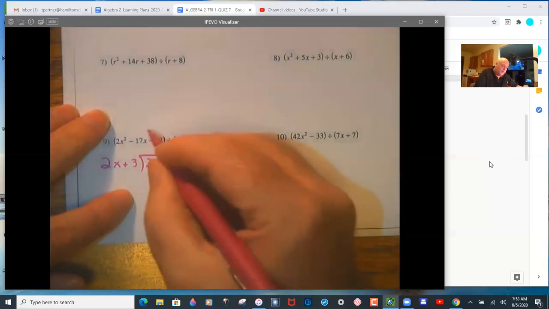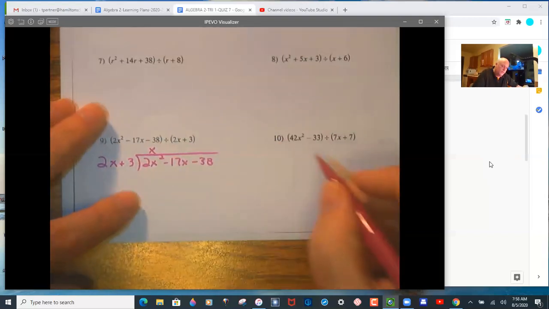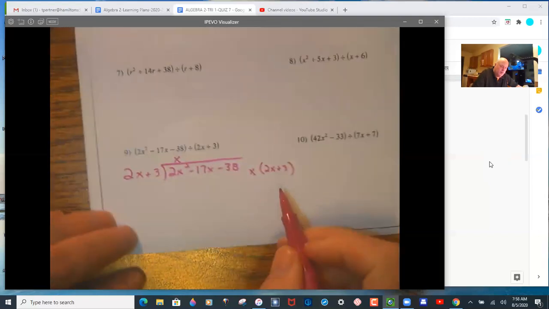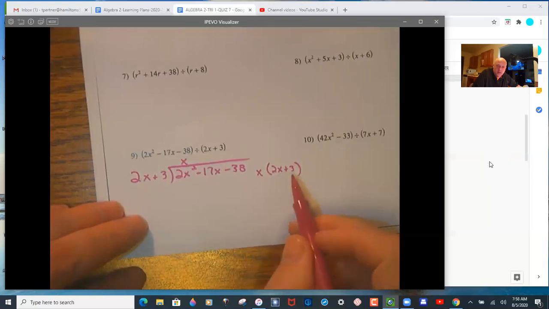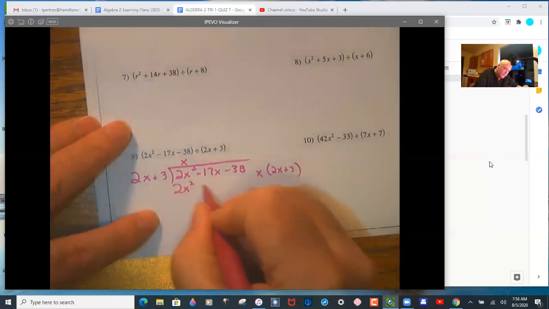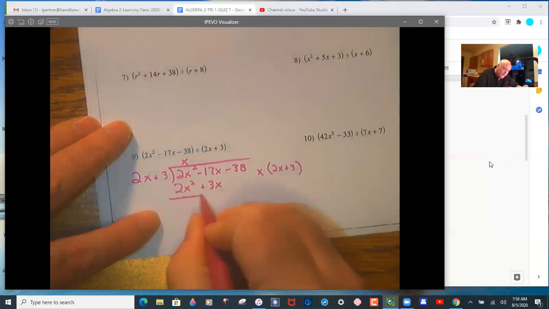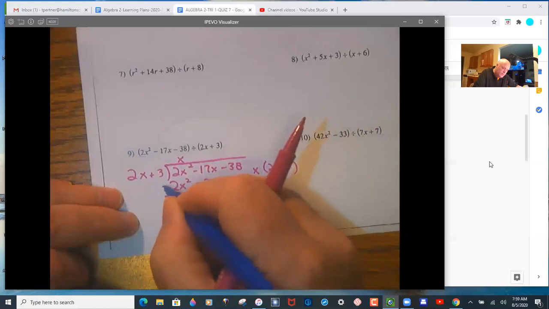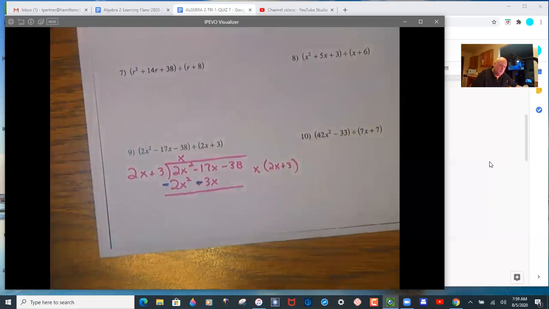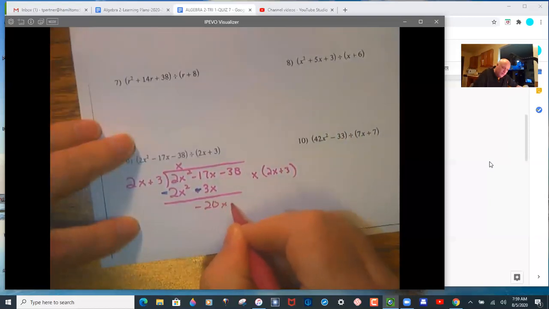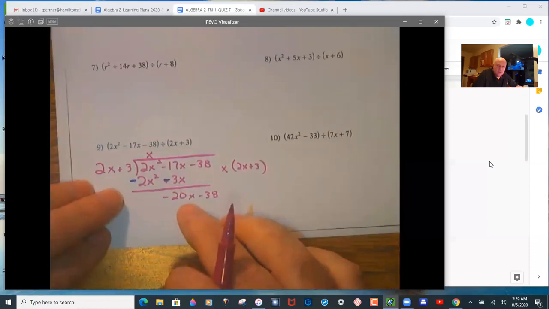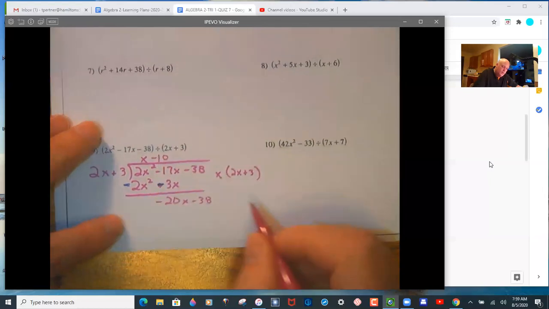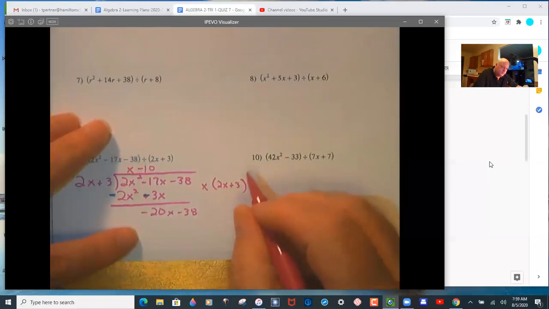So 2x into 2x squared, that goes x times. So we're going to step aside over here and do this product. Just going to write it down. So 2x squared plus 3x, and I'm going to write it under here. I'm going to draw the line, and I'm going to change the sign. That rhymes. I'm going to draw the line, I'm going to change the sign. So negative 20x minus 38. So 2 into negative 20 goes minus 10 times. So now I'm going to come over here.